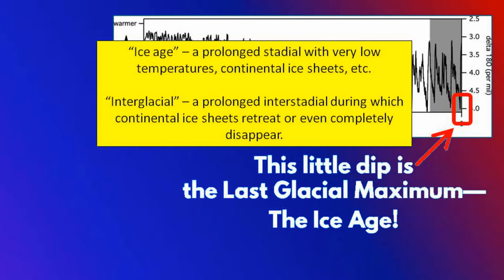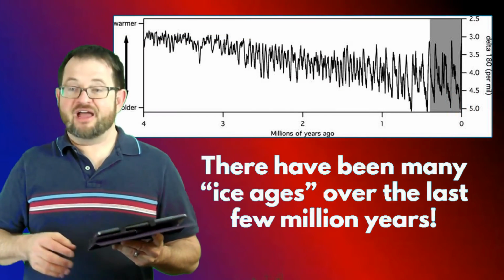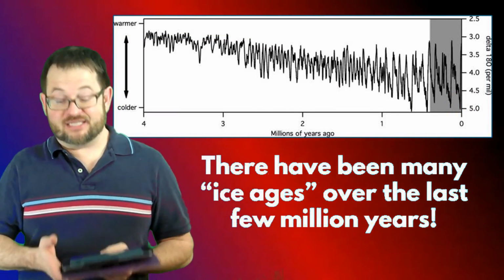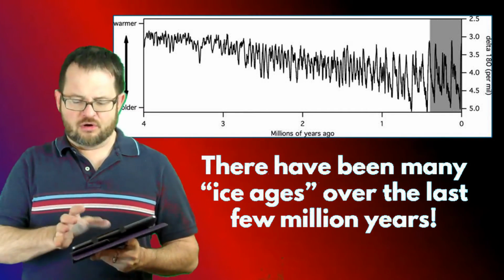And that's in contrast to the periods between ice ages, which are called interglacials. An interglacial is like a prolonged interstadial. An interstadial is only a few hundred years, while an interglacial might be a few tens of thousands of years. There have been lots and lots of ice ages in the history of the Earth.